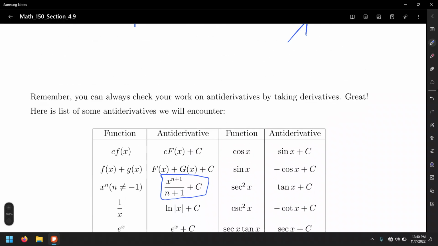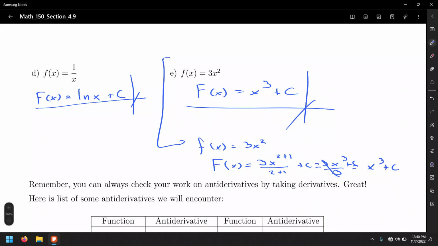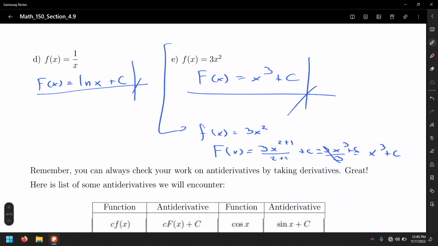If we use this formula, if f of x equals 3x squared, big F will be 3x to the 2 plus 1 divided by 2 plus 1, plus c. This reduces to 3x cubed over 3, cancel the 3s, x cubed plus c, which is the same as what we got by thinking backwards. So this time we no longer have to think backwards because, in some cases, it's not that easy. Lucky for us, we have formulas.